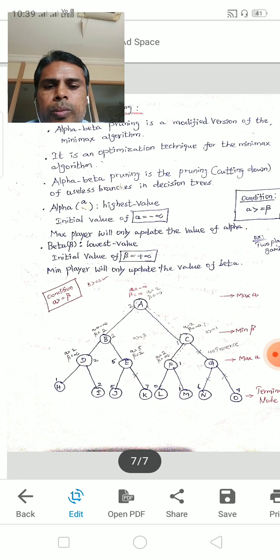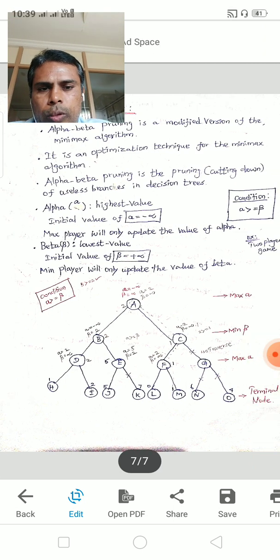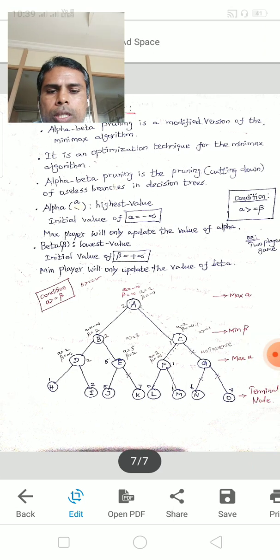So the maximum player will only update the value of alpha. This is a general example about alpha beta pruning. So that's all about today's topic.